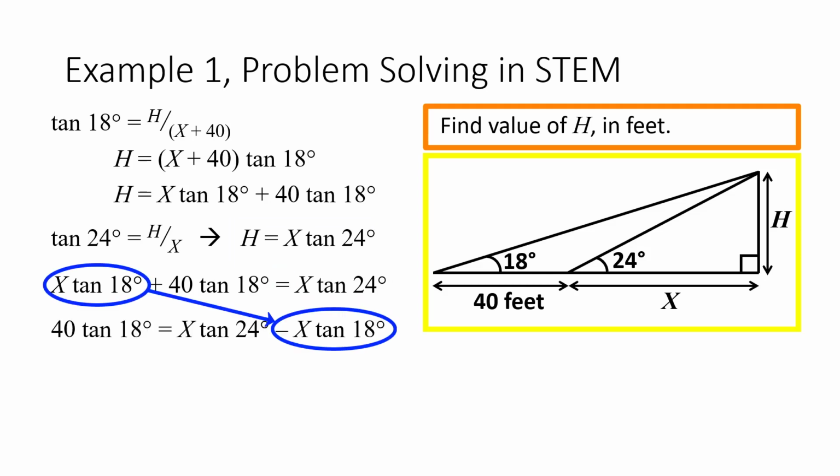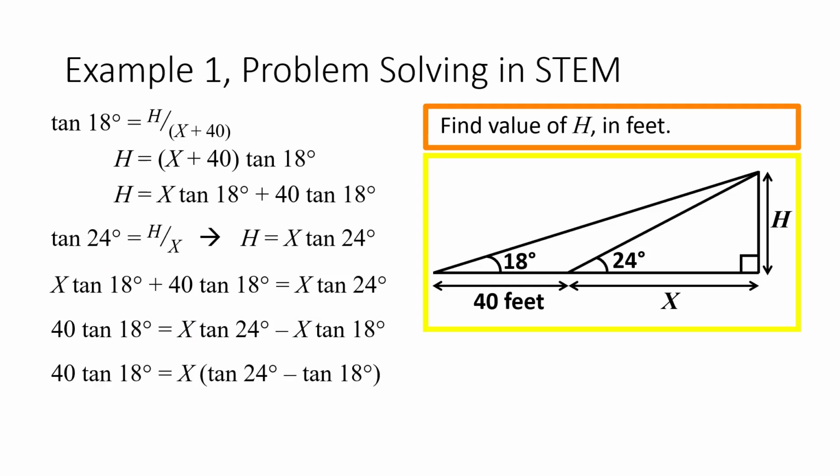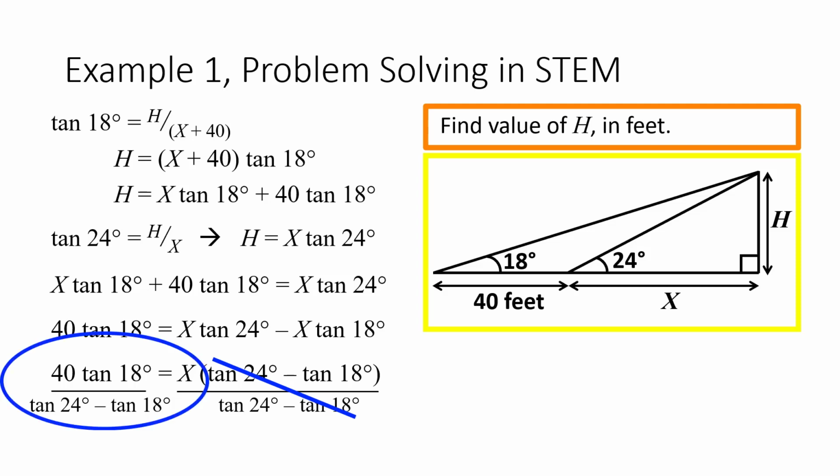We subtract x tangent 18 degrees from both sides to get all quantities involving x on the same side of the equal sign. That allows us to factor out the x. Dividing by the difference of the two tangents leaves x alone on one side. So we know that x is equal to 40 tangent 18 divided by the quantity tangent 24 minus tangent 18.